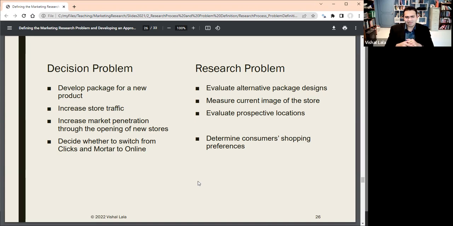Consider the last problem out here. Decide whether to switch from clicks and mortar to completely online. The research translation would be, determine consumers' shopping preferences or measure consumer shopping preferences.